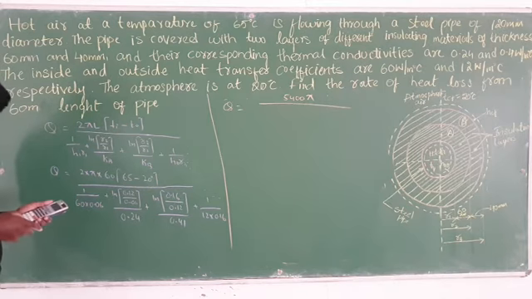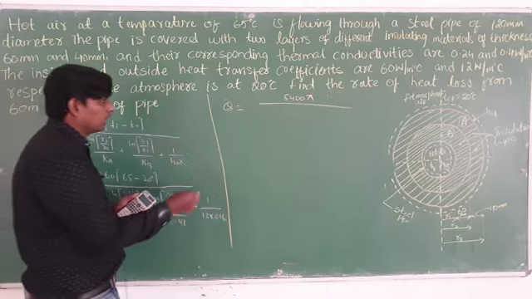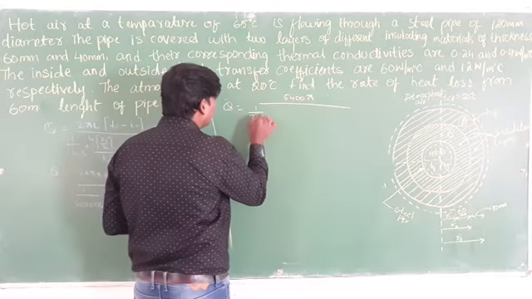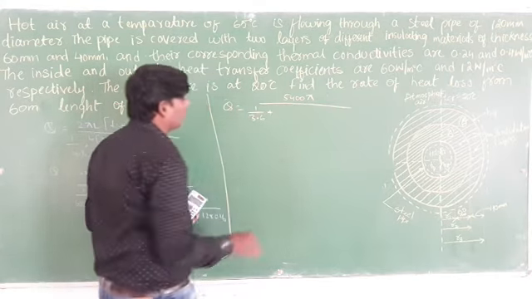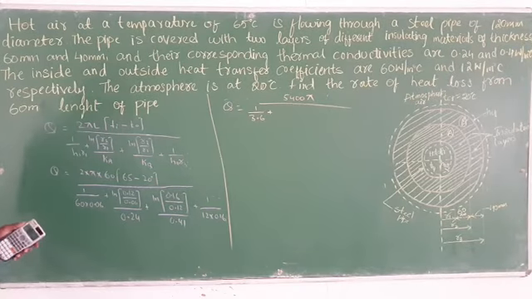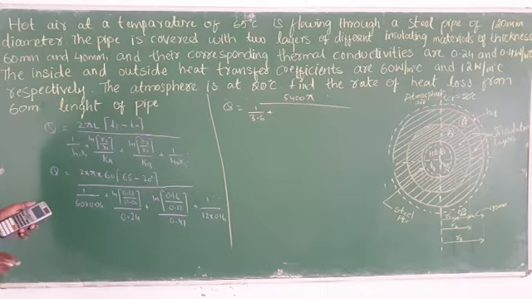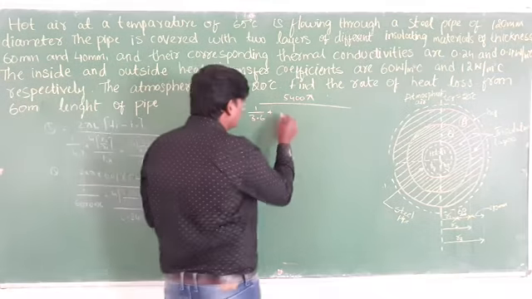After that, 1 divided by, first you have to solve this one, 60 into 0.06. Here you are getting the answer 1 by 3.6. Then try to solve this one: ln of 0.12 by 0.06, which is 0.693.